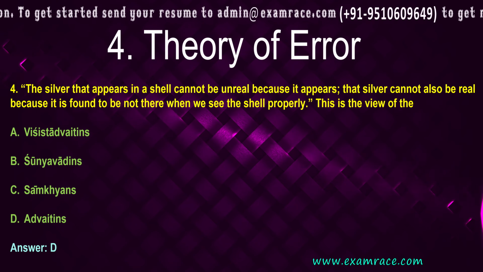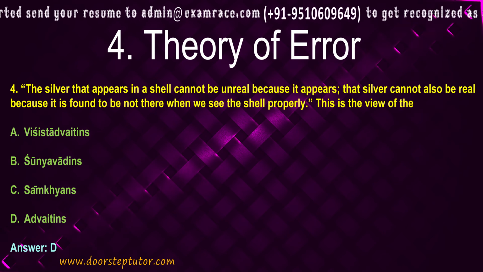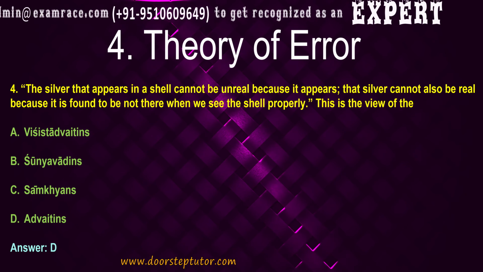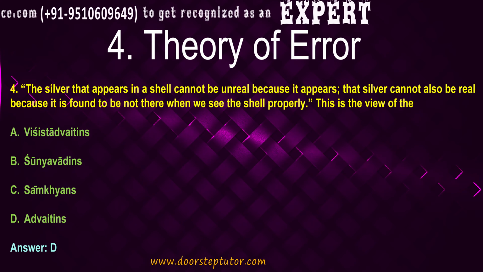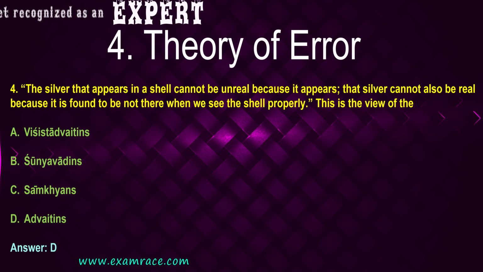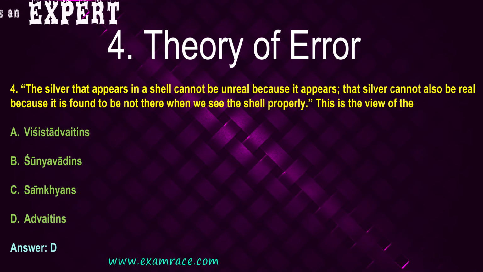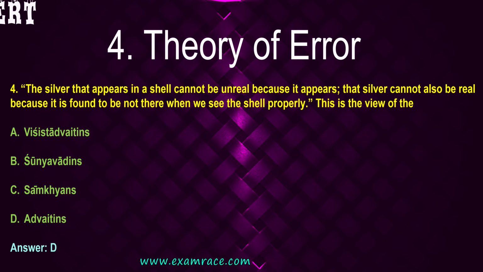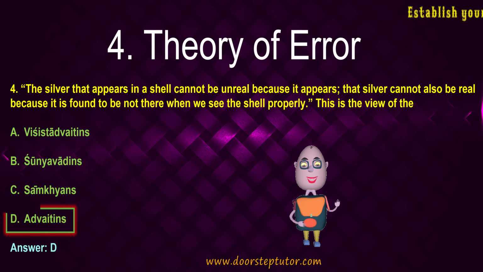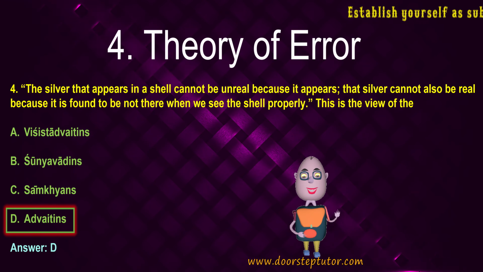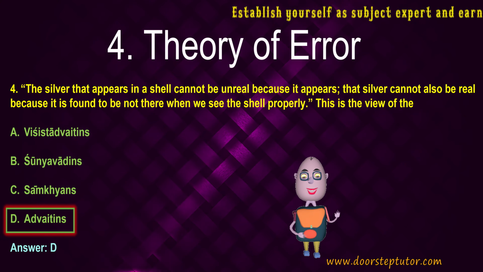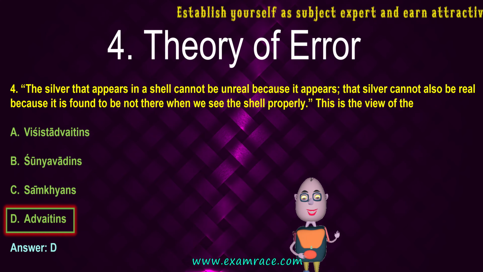For example, the silver that appears in a shell cannot be unreal because it appears. That silver cannot also be real because it is found to be not there when we see the shell properly. This is the view of A. Vishishta Advaitins, B. Shunyavadins, C. Samkhyans, D. Advaitins. The correct answer is D. Advaitins.